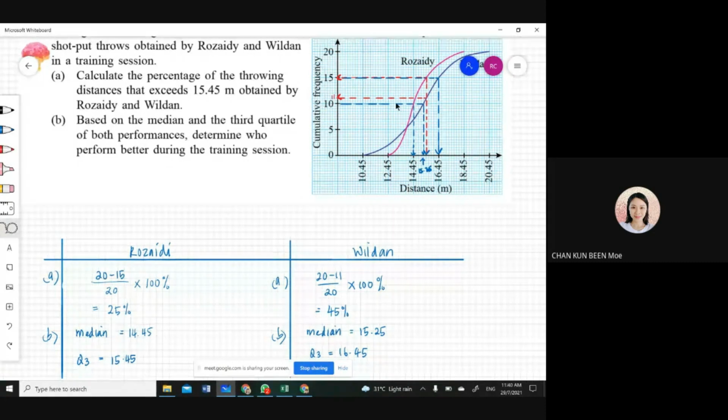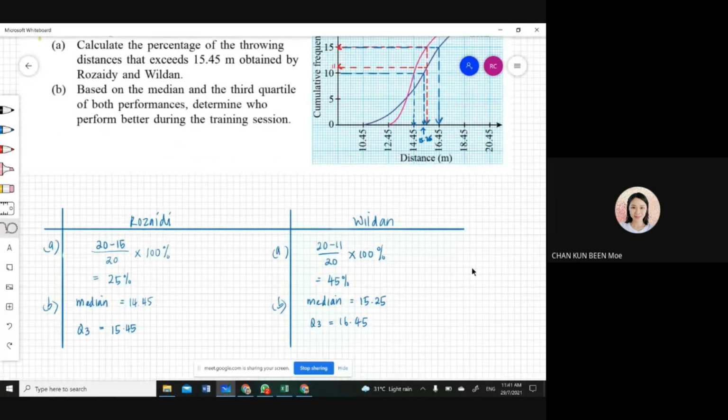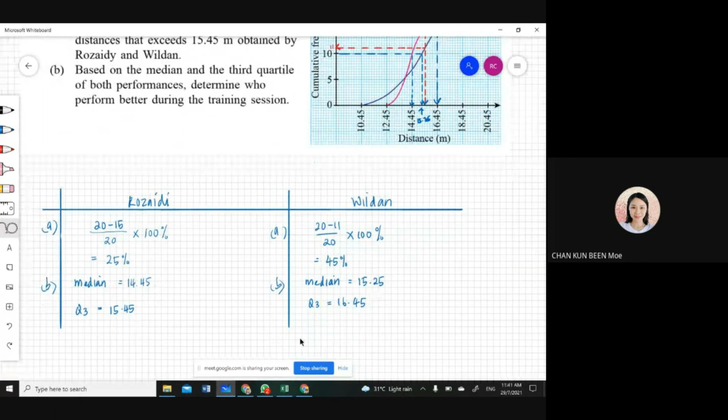This is the median. 20 divided by 2, so it's 10. You look for the value. So the value, the first one is 14.45 and the other one is 15.25. I've written down here. And for the third quartile, this is the third quartile. So you can see the reading. This is the one, the original one, which is 15.45 and 16.45. So I stated down the value over here.